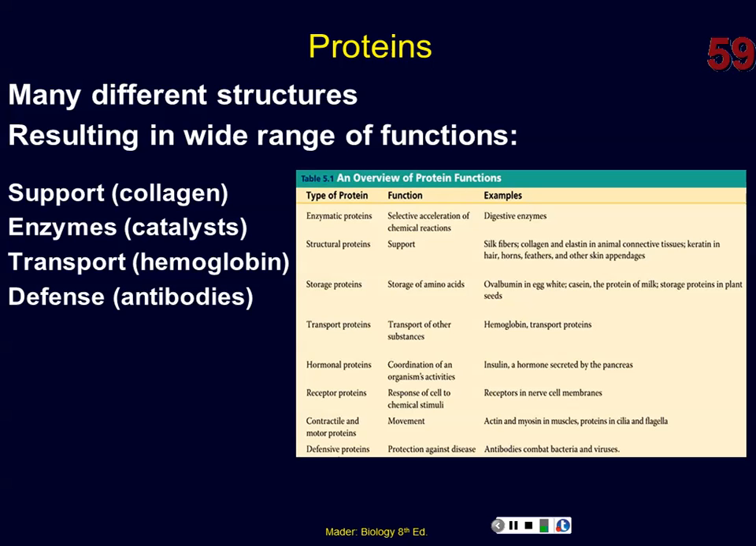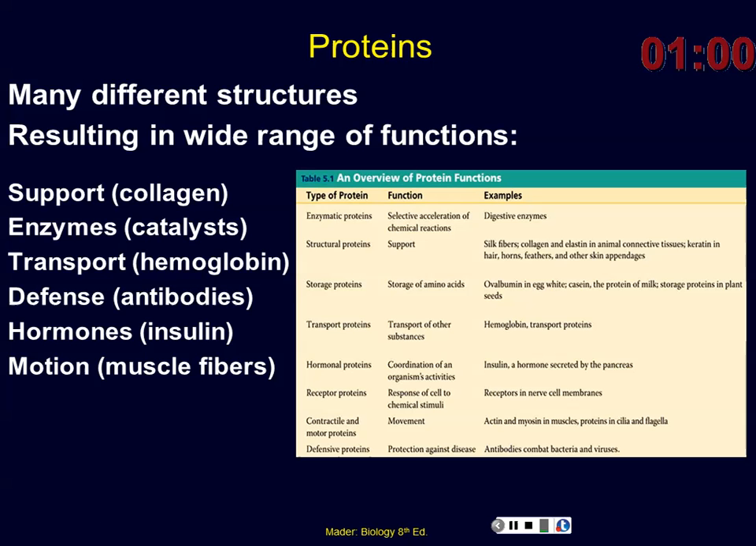The antibodies that are part of your immune system that defend your body against foreign invaders, those are proteins. Insulin, the hormone that helps control your blood sugar, that is a protein. And last but certainly not least are the muscle fibers that make up your muscles. These are also proteins. So notice that there are lots and lots of different molecules that are proteins. So as we talk about proteins, I want you to think about more than just muscles, okay?